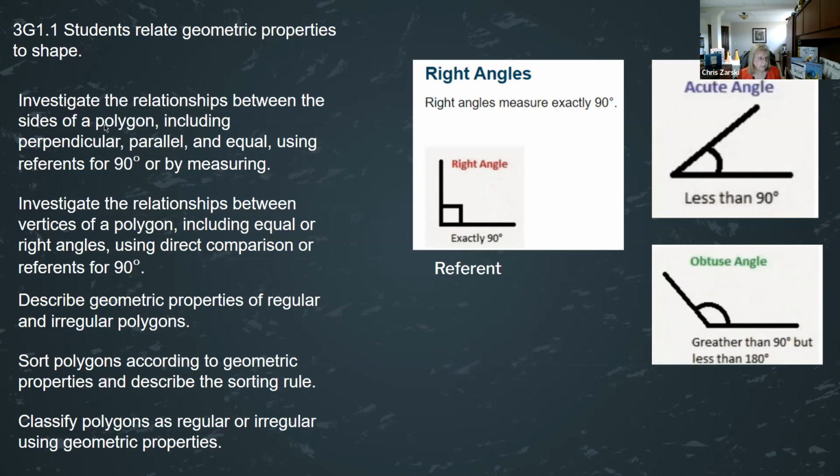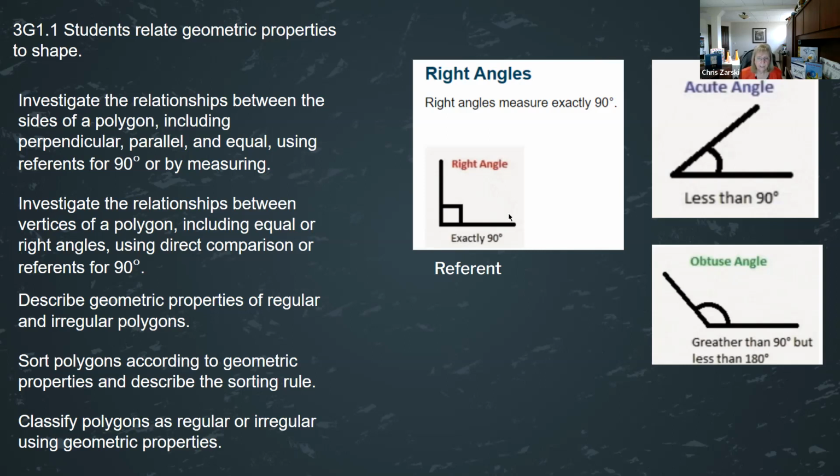So investigate relationships between the sides of polygons, including perpendicular, parallel. So, right, if I had a square, I would see that the sides are all the same length. I could take a piece of paper, mark it off. I don't need a ruler, and just measure it, see that they're all the same. And they all form right angles. Okay, that's the definition of a square, all same sides. It's called a regular quadrilateral.